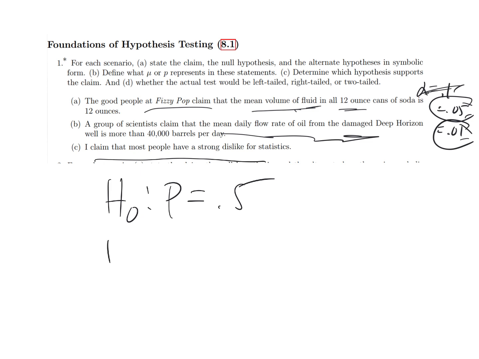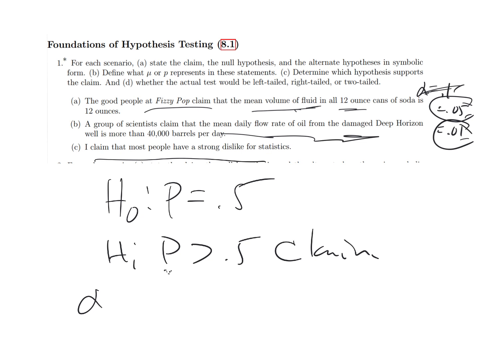It's equal to 1/2 or less than 1/2. And H1 would be the claim: p is greater than 0.5. And again, if our p-value is small enough, not this p, remember that's the population proportion we're using, we're talking about the p-value and the level of significance.